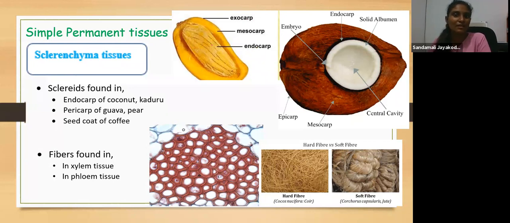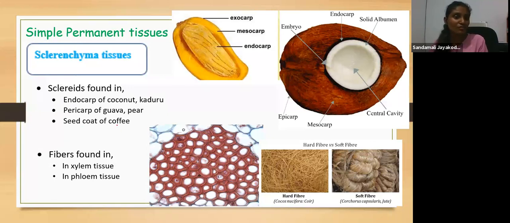This endocarp is very hard in mango and kaduru, and this coconut. These kinds of plants have thick endocarps. They have sclerates in them. And then the pericarp of guava and pear. We can feel that when we eat a pear, we feel some rough nature. That is due to the presence of sclerates in them.